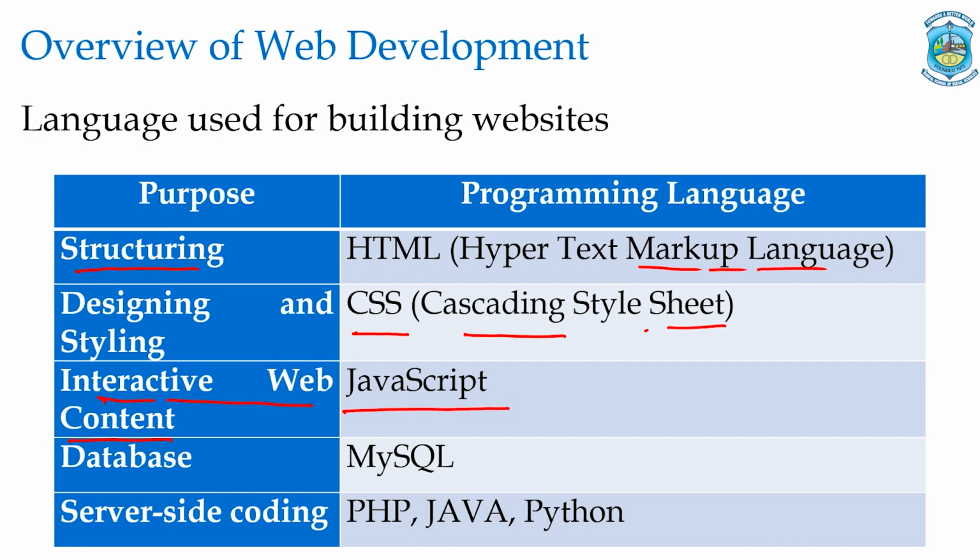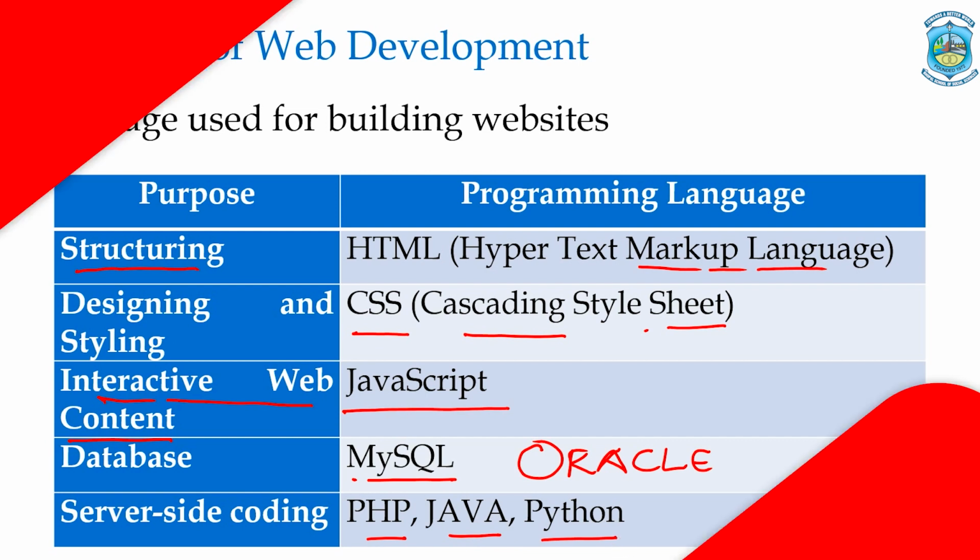For designing and maintaining the database, we make use of MySQL, and we can also make use of any SQL program like Oracle. The last part is server-side coding. For server-side coding, we make use of PHP, Java, Python. There are n number of server-side programming languages.